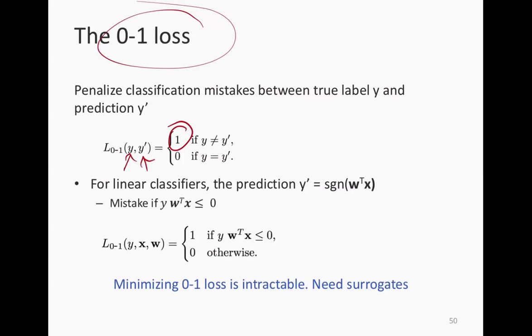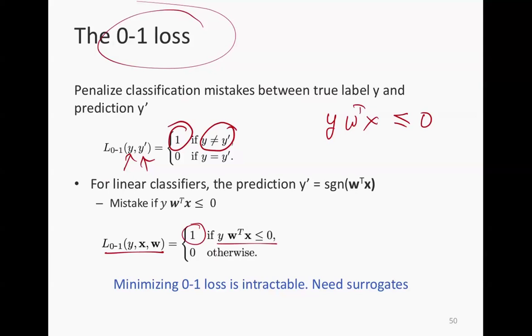We also know that for a linear classifier, you can write this expression that there's a mistake as follows. If y is the ground truth and W transpose x is the prediction for a linear classifier, this quantity is negative for a mistake, which means the 0-1 loss for a linear classifier is 1 when y W transpose x is negative, and it's 0 otherwise.